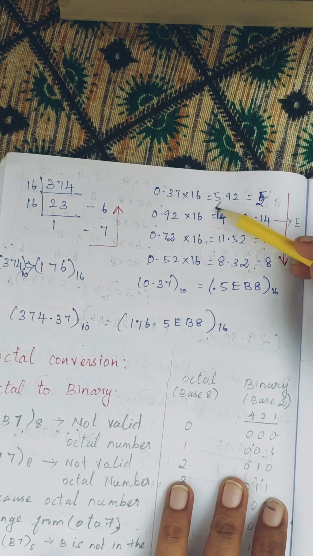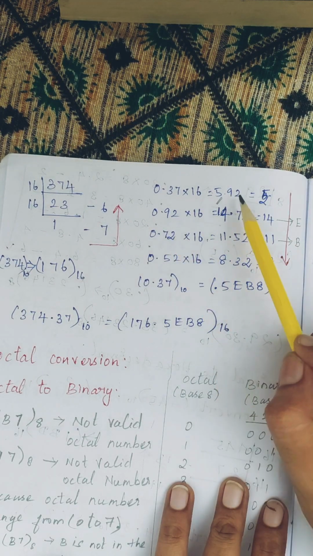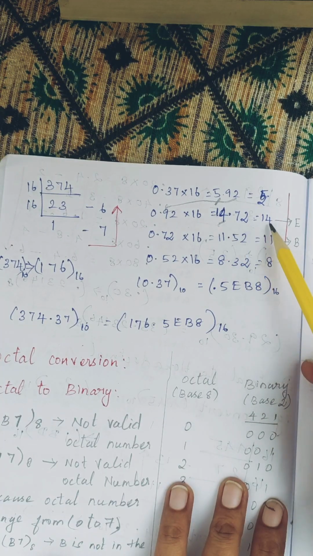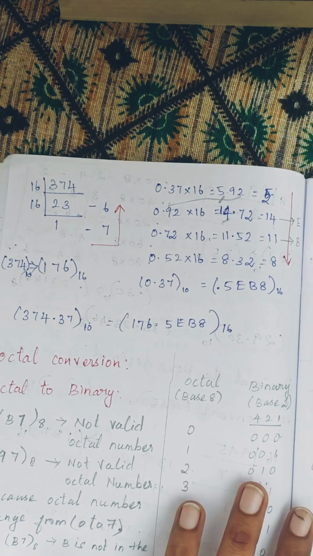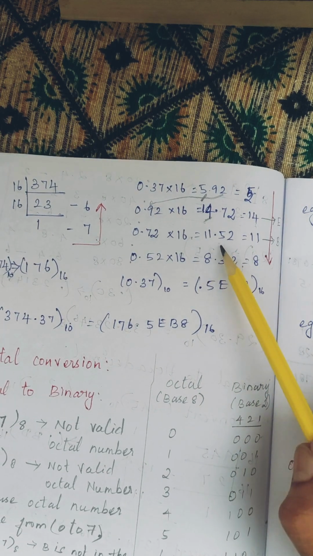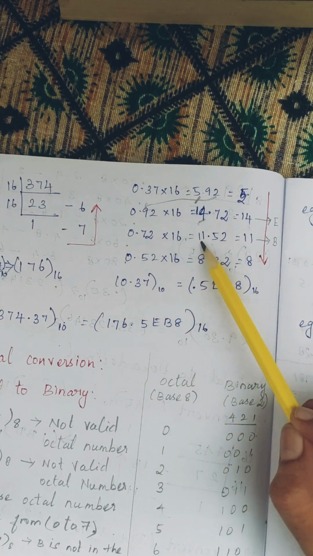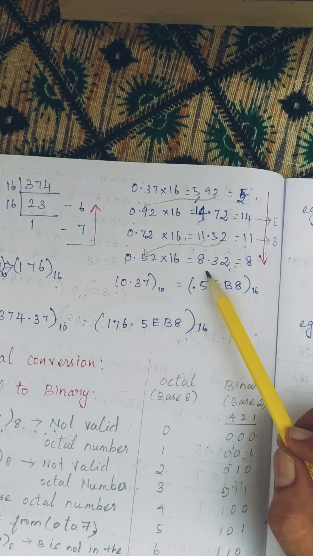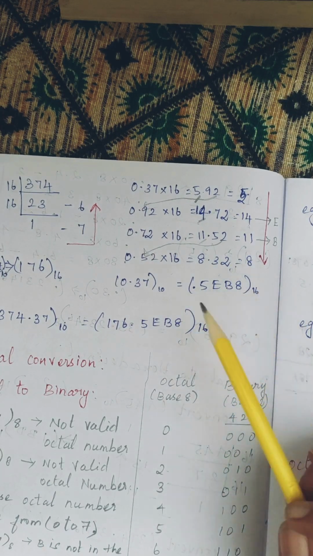So we have to take this 5. Again 0.92 into 16, 14.72. We have to take 14. Again 0.72 into 16, so 11.52. We have to take this 11. Again this 0.52 into 16, 8.32. We have to take 8.